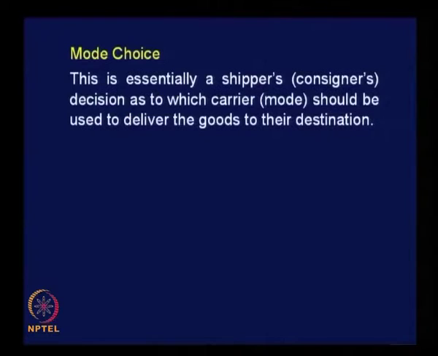So the factors are related to transport system characteristics, isn't it? That is a major difference between mode choice analysis of passenger transportation and mode choice analysis in respect of goods transportation, right? This is essentially a shipper's or consignor's decision as to which carrier or mode should be used to deliver the goods to their destination. If we are sending a commodity, we become the consignor or shipper, that is the meaning here. Okay. The person who is sending the commodity decides the mode.